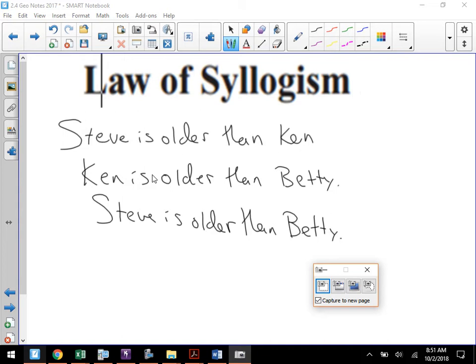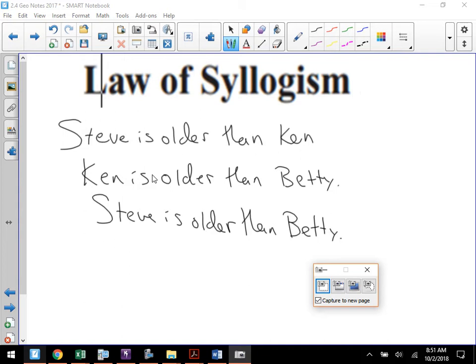Any of you guys ever played the game Clue? You're using reasoning as you go through that game to come up with a conclusion. So and so did this, so and so did that, and you kind of figure your way through it. That game's a mixture of syllogism and detachment. That's where the stuff comes from.